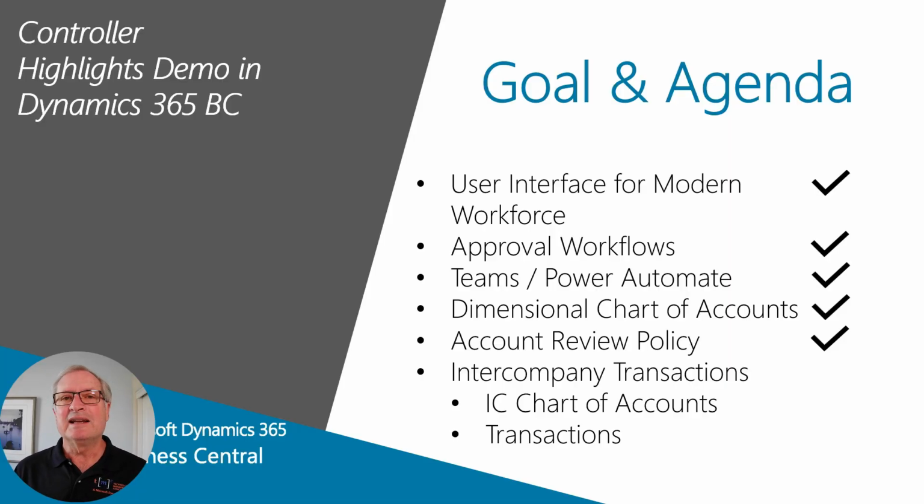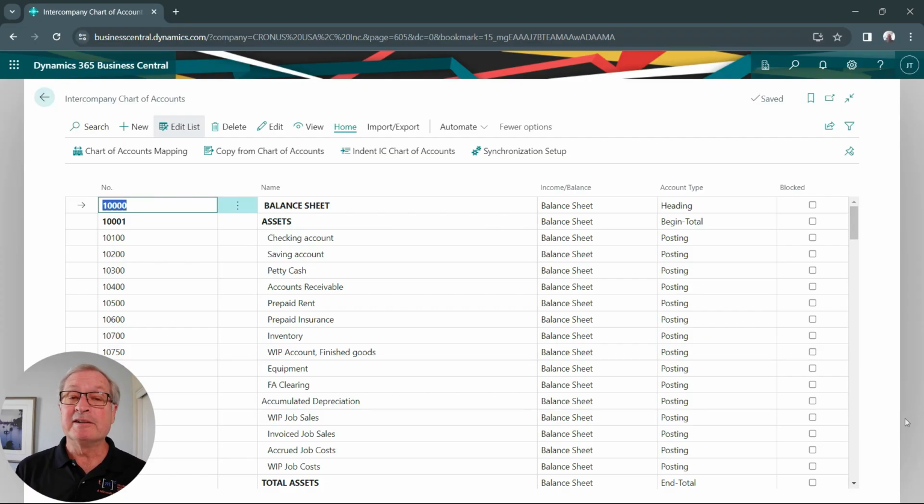Next, let's take a look at intercompany transactions. Business Central allows you to have as many entities in your instance that you want. It does not affect the total licensing. Let's take a look at it. Business Central allows you to set up an intercompany chart of accounts to make sure that all your entities can easily consolidate the results at the end of the period.